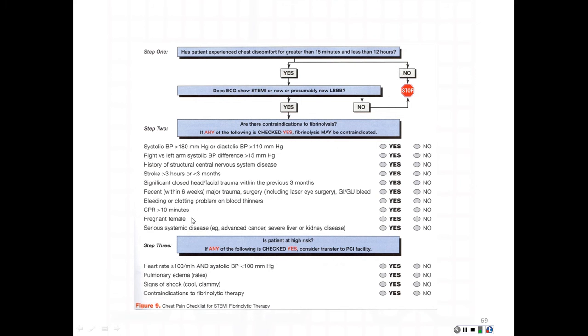If it's a female and they're pregnant, it cannot be used. And typically, if they've got advanced cancer, severe liver, kidney disease, this medication is not going to be used. These you're going to look at.